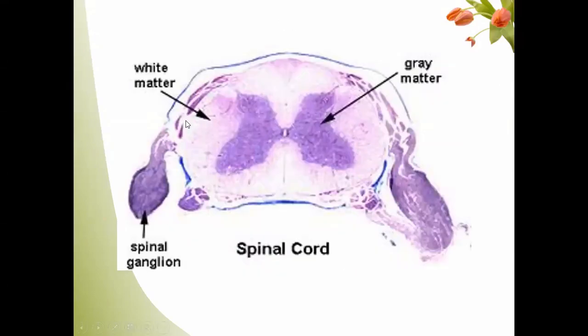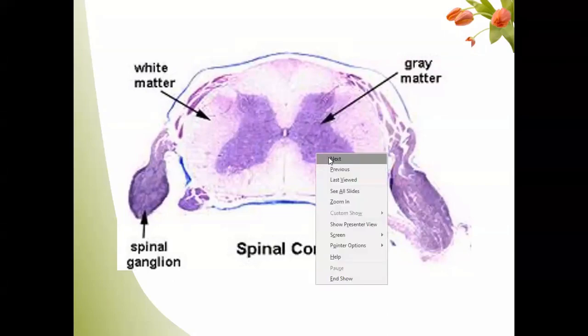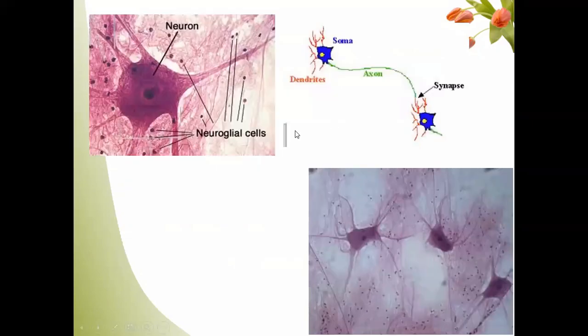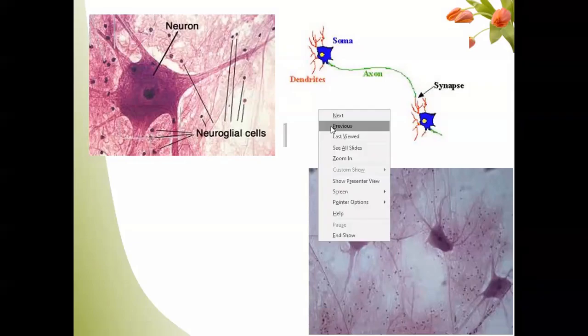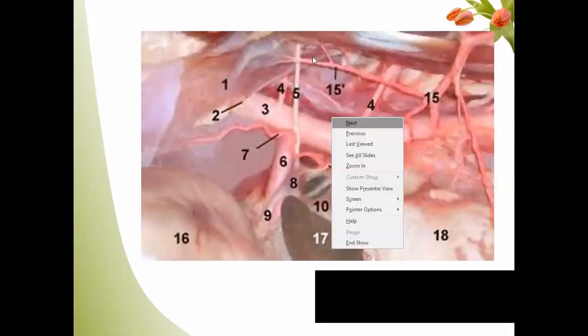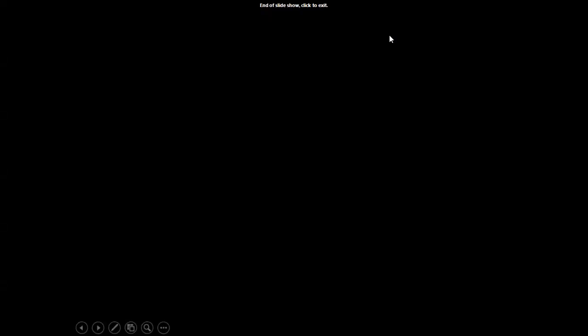Here you can find the white matter and the gray matter in the spinal cord. This picture is very important. I think last time your seniors had this picture in the spot questions. In this picture you must be able to identify the neurons and neuroglial cells. With that we can stop the nervous system.